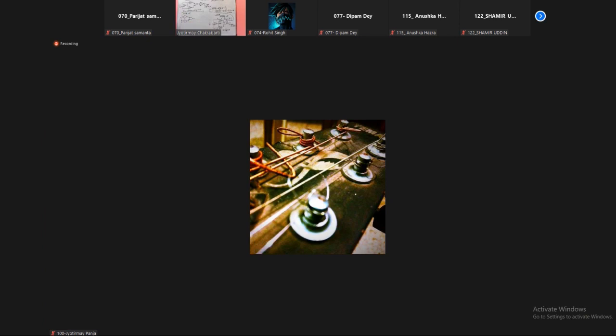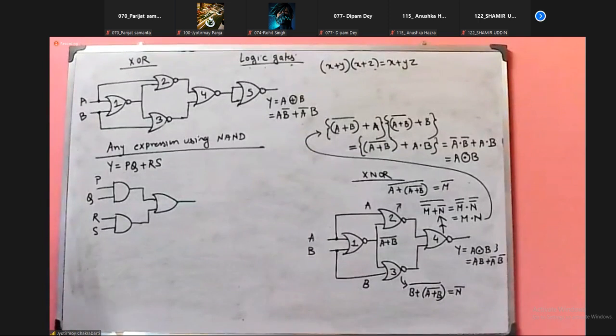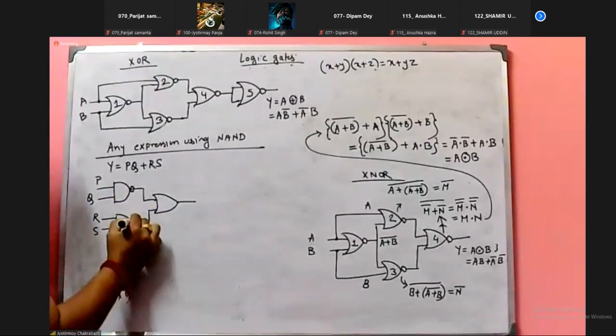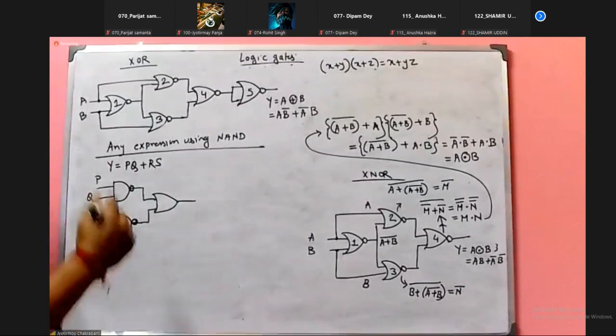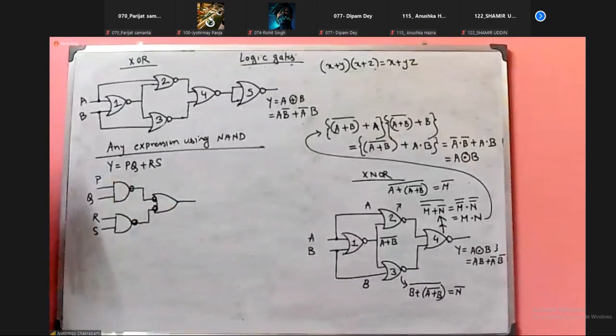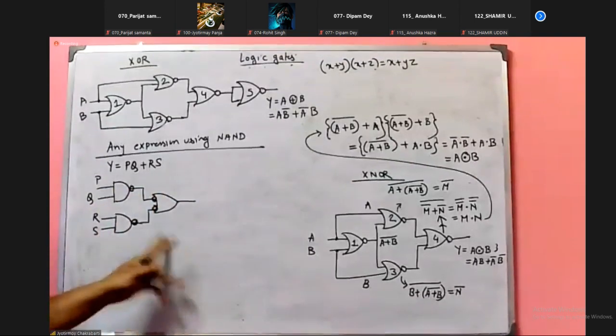Now if you want to implement it using NAND gates, what you have to do? The second step is to put a bubble at the output of every AND gate, and to put a bubble at the input of every OR gate. There is only one OR gate here, so I put bubbles at its inputs. So put a bubble at the output of every AND gate and input of every OR gate.